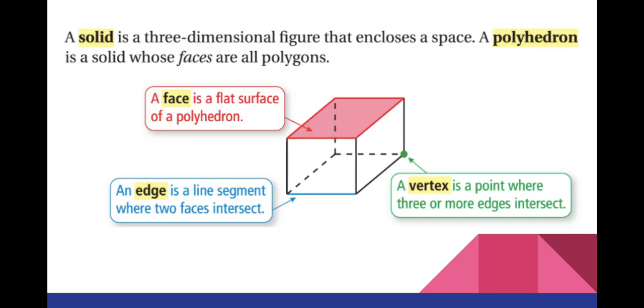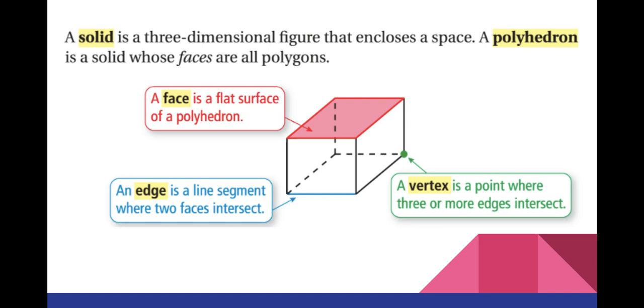Some of the vocabulary terms that are important to know for this unit are on this page, so I'm going to review them with you. A solid is a three-dimensional figure that encloses a space. A polyhedron is a solid whose faces are all polygons. So some of the polygons we've studied this year are rectangles, parallelograms, triangles, trapezoids. So those are the ones that we're going to continue working with during this unit.